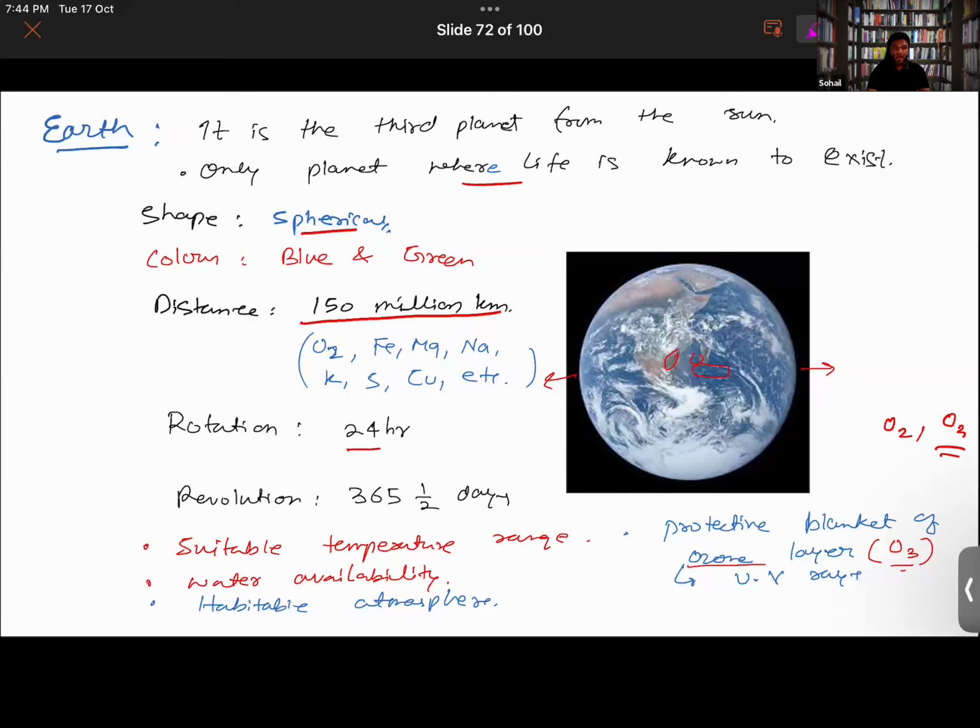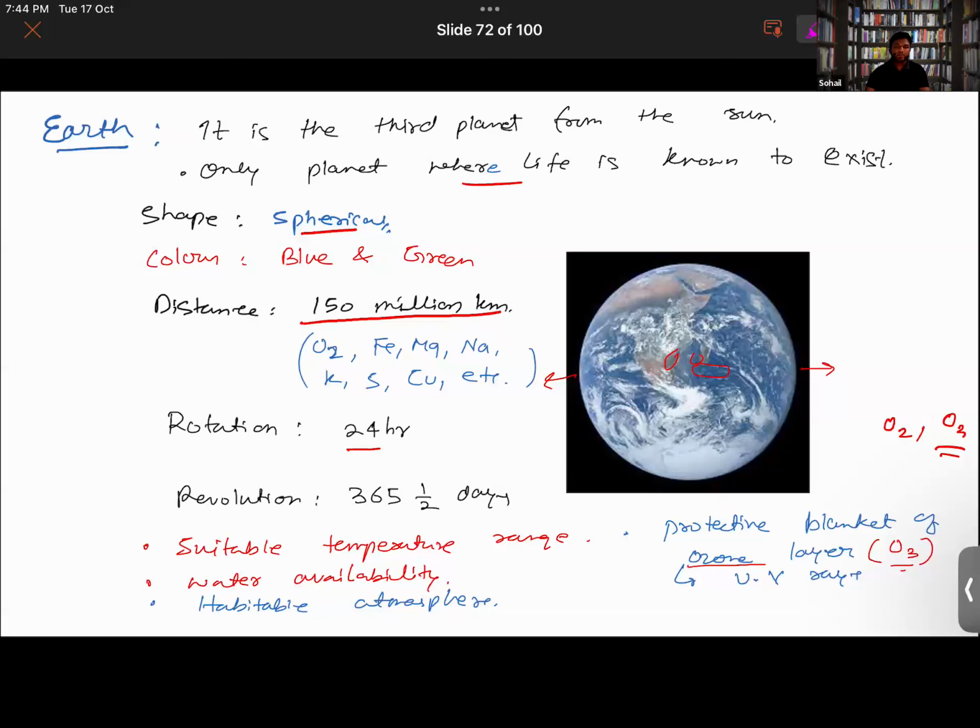The Earth has atmosphere. The Earth has large quantity of water. It has a suitable temperature range. The Earth has got a protective blanket of ozone layer, which protects against the ultraviolet rays from entering into the lower levels of atmosphere, thereby protecting us from the harmful impacts of UV rays. We don't get skin cancer. Our skins are not burned. And in many other ways, it is protecting us.